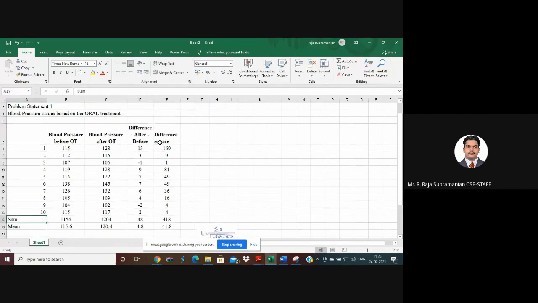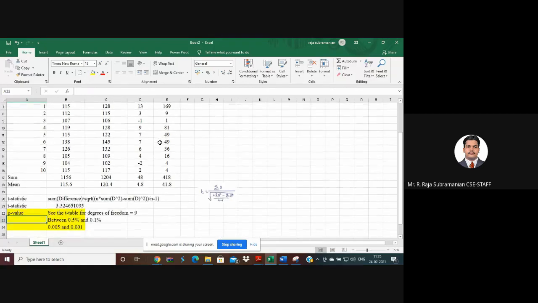Calculate the sum as well as the mean. Then we go for the formula application. We have the formula: summation d divided by the square root of n times sigma d squared minus sigma d the whole squared, divided by n minus 1. Using this, I get a t value of 3.324.